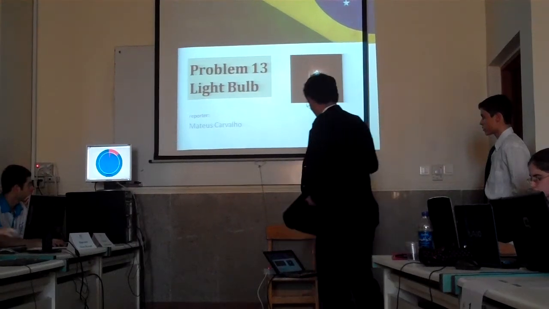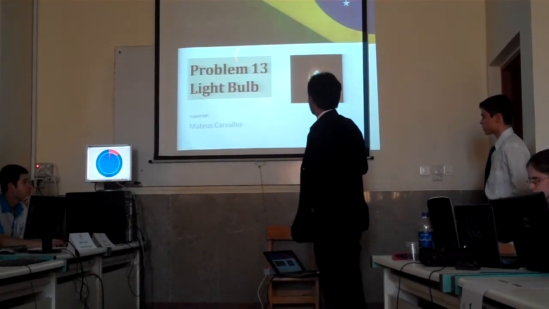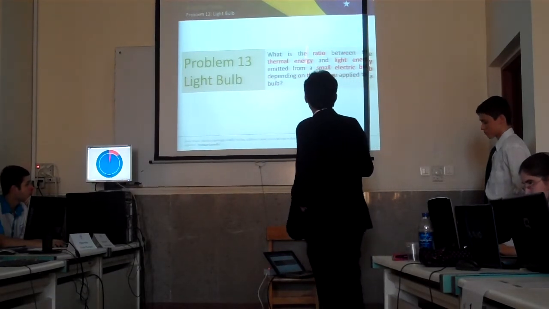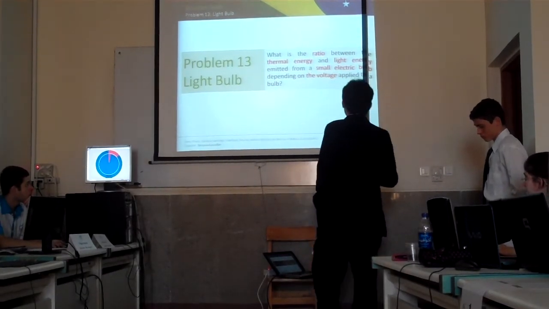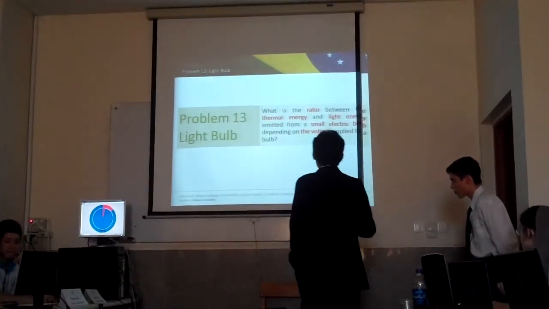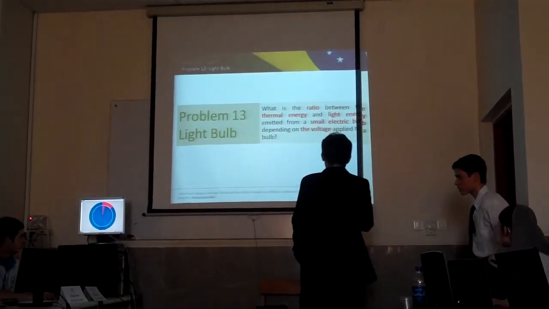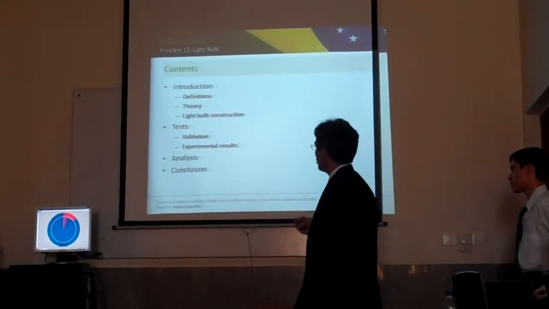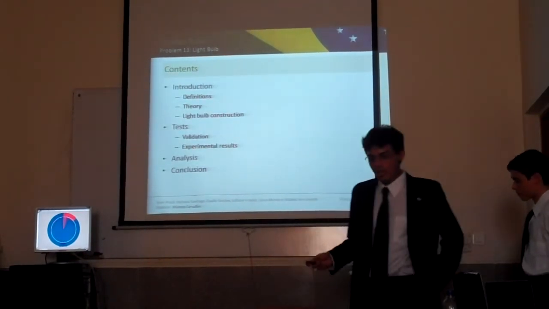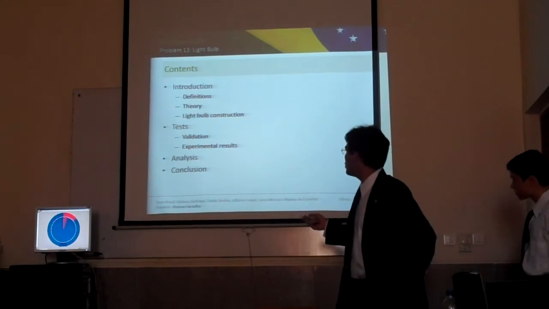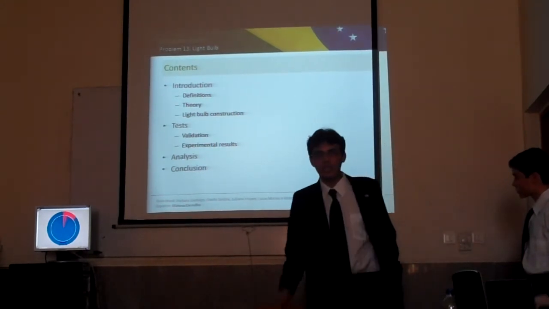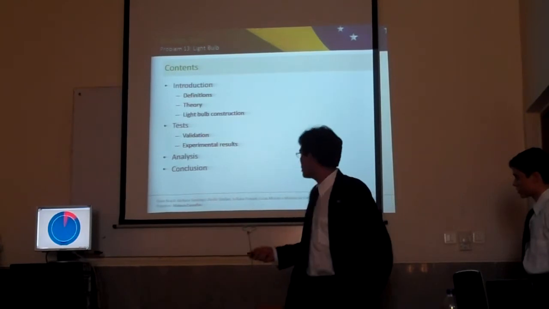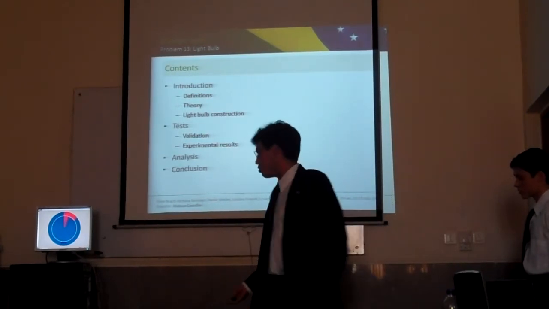Brazil team. Today I'm presenting Problem 13, Light Bulb. The problem asks for the ratio between thermal energy and light energy emitted from a small electric bulb, depending on the voltage applied to it. First, the introduction. We will introduce our definitions, some theory, and the electric bulb construction, and then make some tests, analysis, and our conclusion.